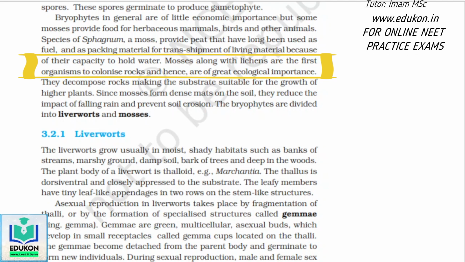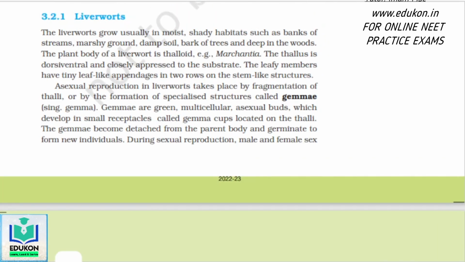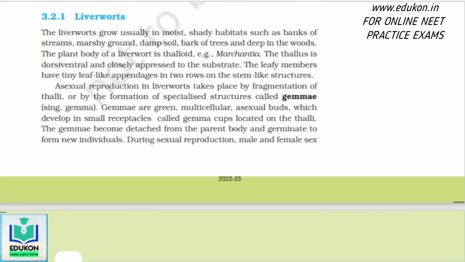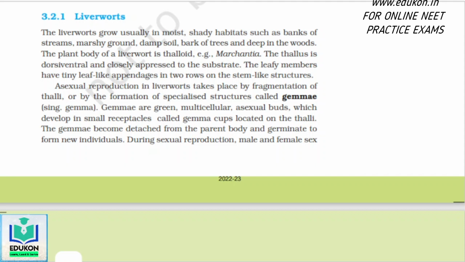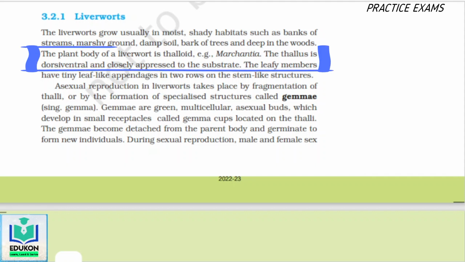Coming to liverworts, liverworts grow usually in moist, shady habitats such as banks of streams, marshy ground, damp soil, bark of trees, and deep in the woods. So these are all the places where liverworts usually grow. The plant body of a liverwort is thalloid, for example Marchantia. The thallus is dorsiventral and closely appressed to the substrate. The leafy members have tiny leaf-like appendages in two rows on the stem-like structures.